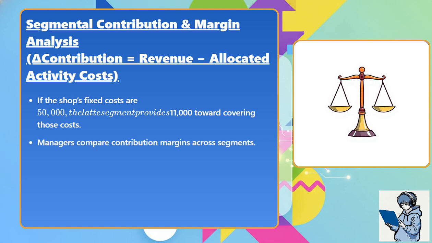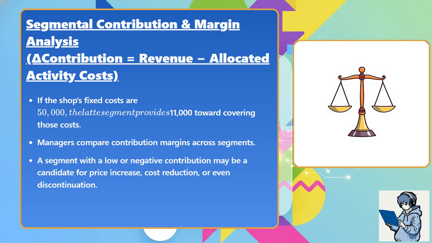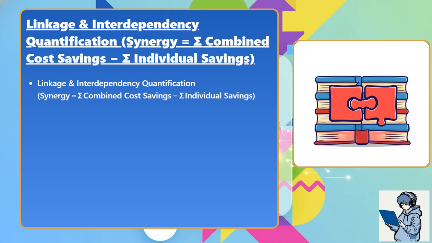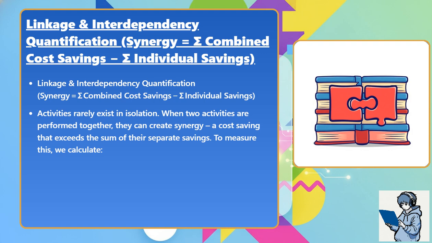Managers compare contribution margins across segments. A segment with a low or negative contribution may be a candidate for price increase, cost reduction, or even discontinuation. Linkage and interdependency quantification. Synergy equals sigma combined cost savings minus sigma individual savings. Activities rarely exist in isolation. When two activities are performed together, they can create synergy, a cost saving that exceeds the sum of their separate savings. To measure this, we calculate synergy equals sigma savings sub j combined minus sigma savings sub j individual.